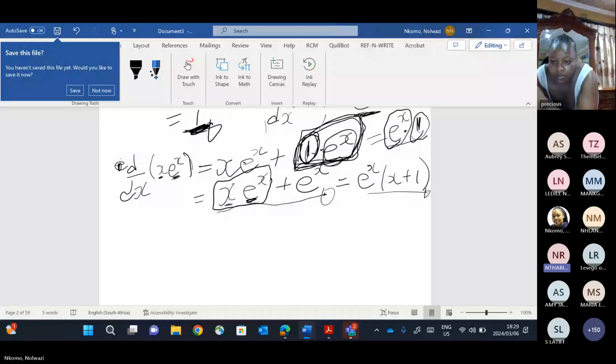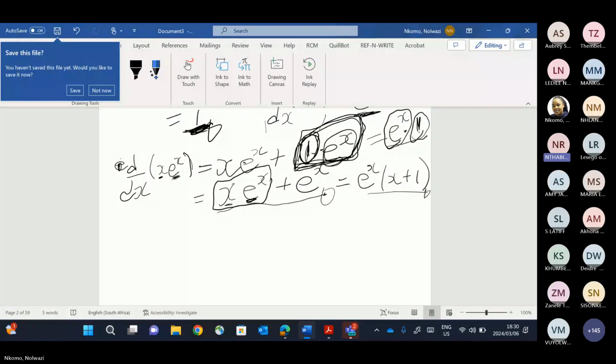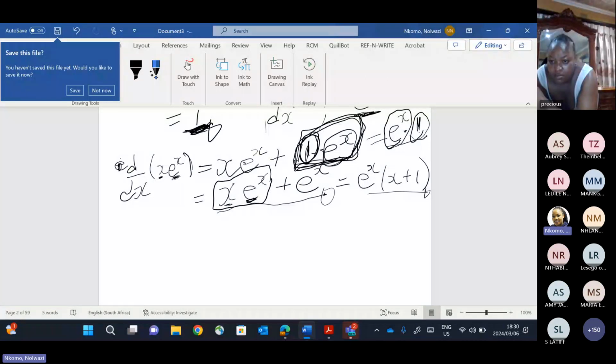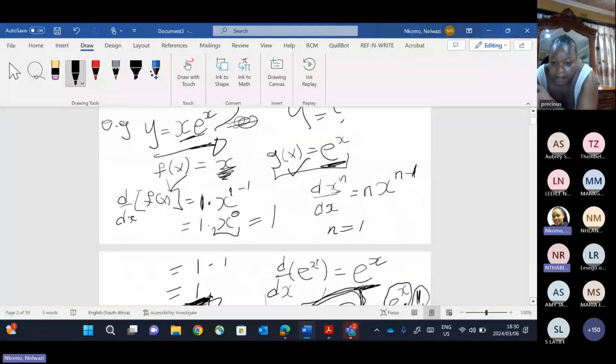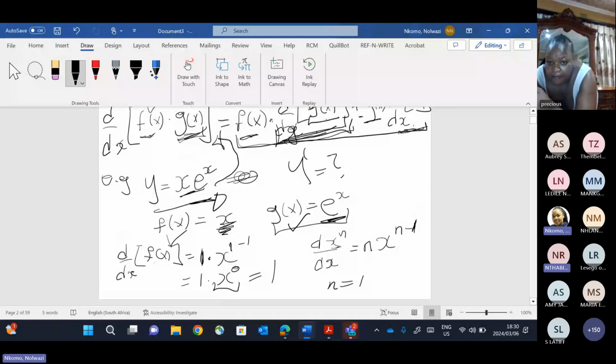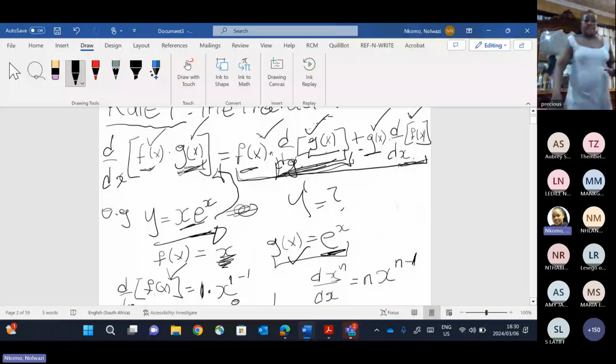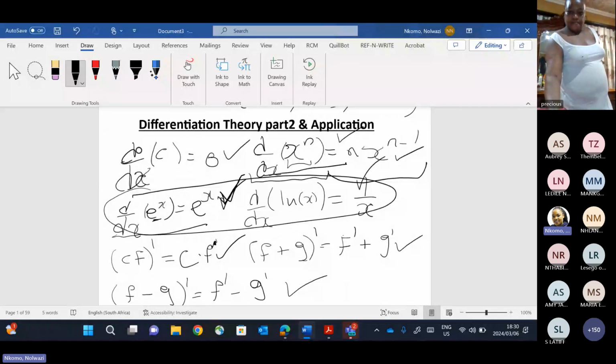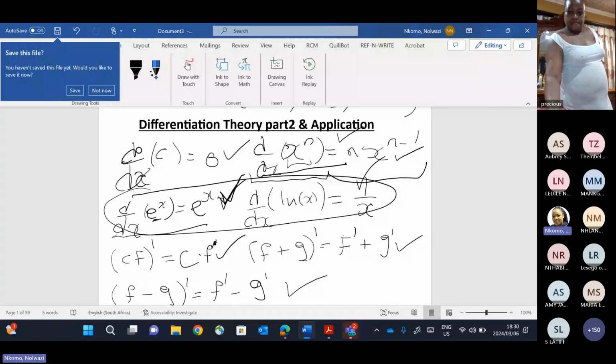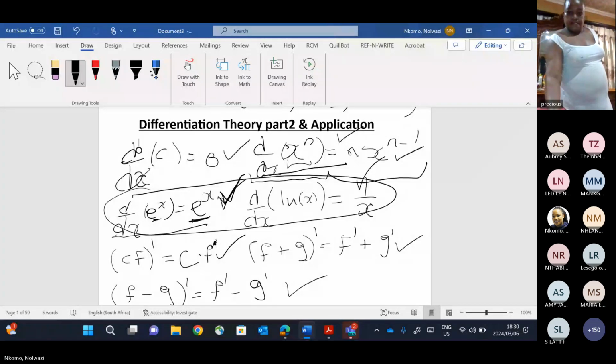We used rule 7. Can you confirm what other rules we used? Okay, we used rule 2, this rule, and rule 7. To differentiate x, we use the rule. To differentiate e to the power x, we use this one. But to differentiate both, we use this rule, rule 7.